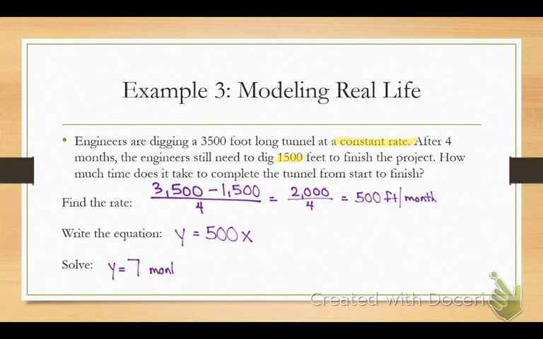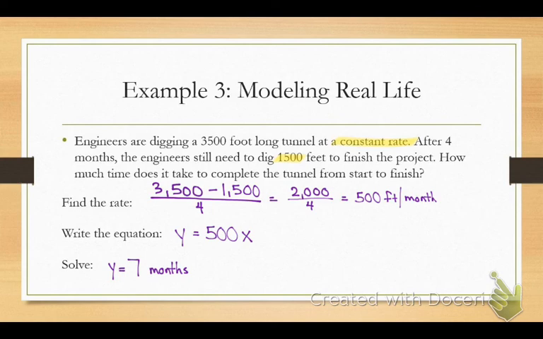How would I figure out 7 months? If I know I'm going 500 feet a month, what can I do, Josh? 3,500 divided by 7. Yep. Well, 3,500 divided by 500 is 7. Okay? So y, final distance, 7 months.